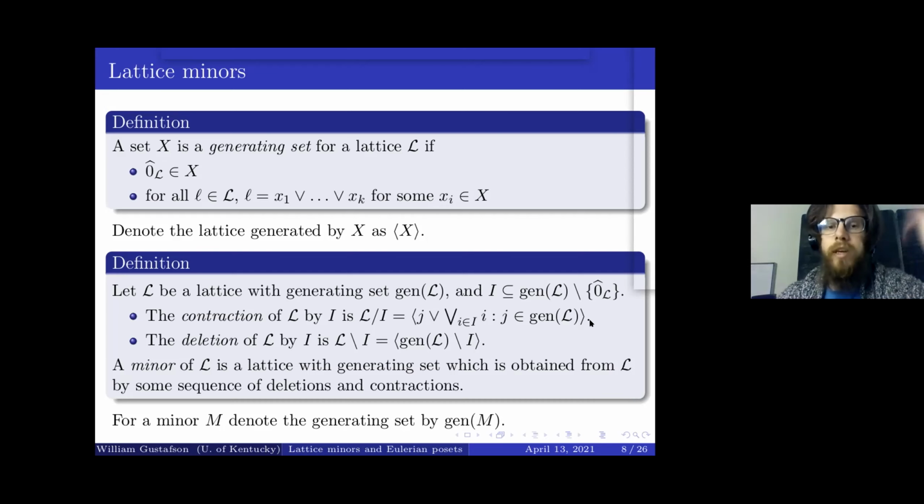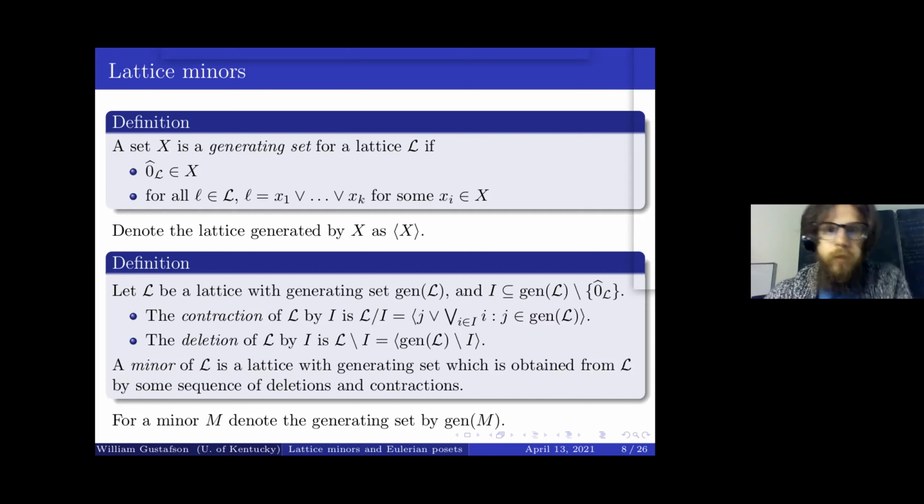Okay, so then with that, the contraction of a lattice L with a given generating set by a subset I of the non-minimal generators is this lattice with generating set here. So you should just think we take all the generators of L and sort of lift them up by everything in I. Okay, then the deletion is this lattice with generating set. You just remove all the generators in I. All right, and then when I say minor of L, I just mean everything you get from L by deletion and contractions.